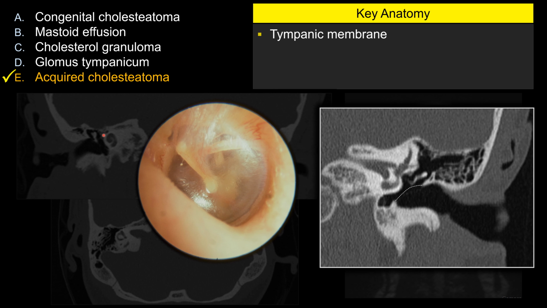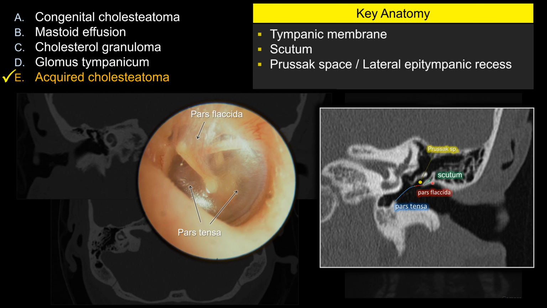The tympanic membrane has two parts: the small part on the top, that's pars flaccida, and the rest of the tympanic membrane is pars tensa. Attached to the superior portion of the pars flaccida, you have a sharp bony point called the scutum. In between the scutum and the ossicles, you have a small space called Prussak space, and that's a subcompartment of a larger space called the lateral epitympanic recess. And you have the scutum right here. The Prussak space is sitting directly above the pars flaccida.